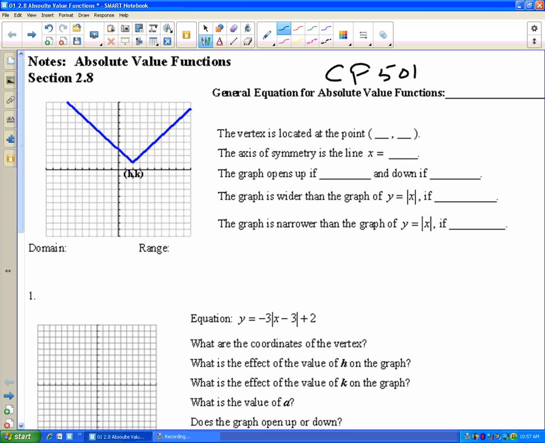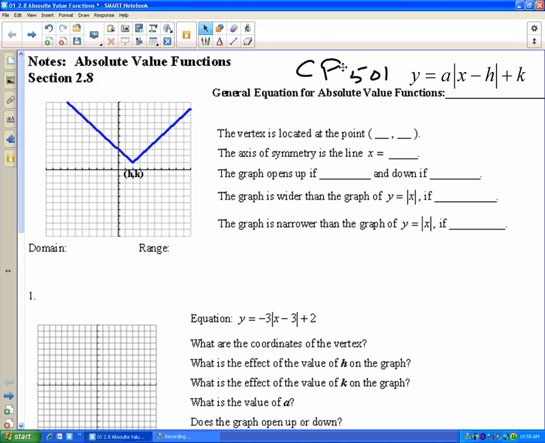Absolute value functions and quadratic equations, the parabolas of quadratic equations, have some of the same concepts in the way that things move. So we're going to start by going over absolute values, and we'll go back and do parabolas, which is quadratic equations, which is what we're doing next. So the general equation for an absolute value function looks like this. It's y is equal to a times the absolute value of x minus h plus k.